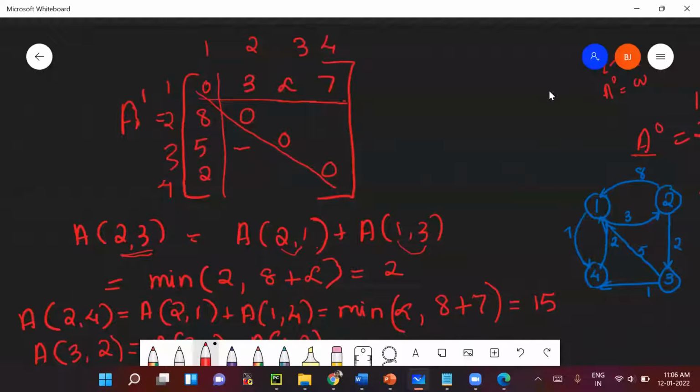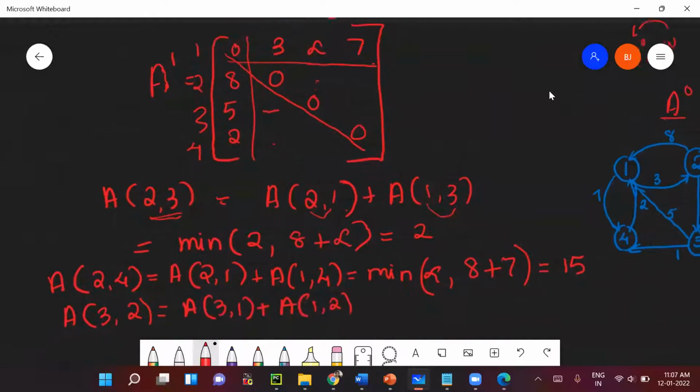So here now this set, whichever cells are left out, here you can see that 2, 3, I don't have any value, 2, 4, I don't have any value, then 3, 2, then 3, 4, and 4, 2, 4, 3 and all, I don't have any value. So those values alone we are going to calculate.